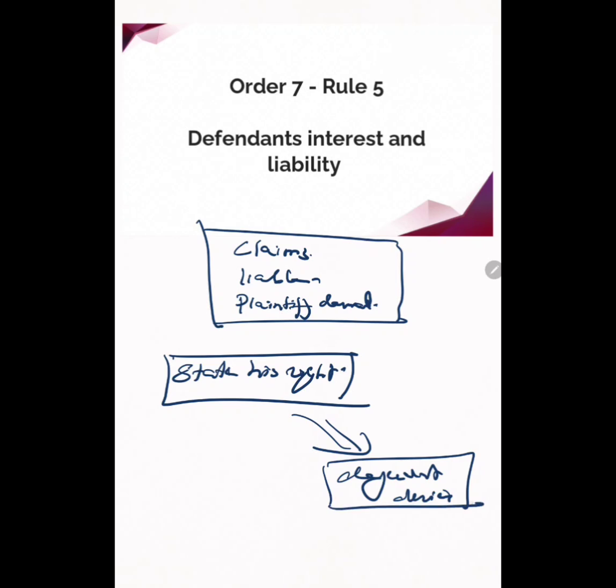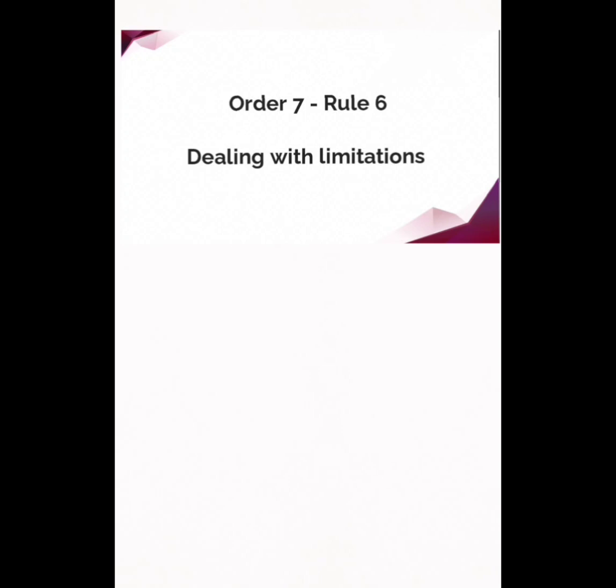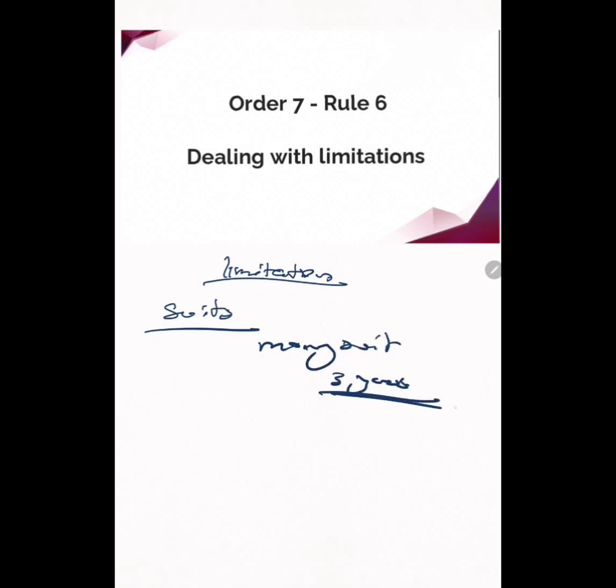Now, moving to the next slide, Order 7, Rule 6, dealing with limitation. Limitation is something which we always have to keep in mind. For different types of suits, there will be different limitations. For example, for a money suit, limitation is 3 years, after which you can file a suit only with the leave of the court.